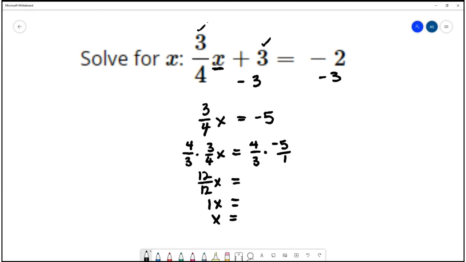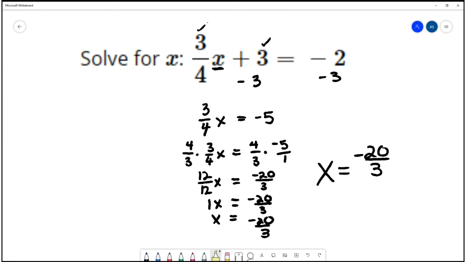On the right-hand side, we're multiplying fractions, and when you multiply fractions, you multiply numerator times numerator and denominator times denominator. So this is -20/3. And we always try to write our fractions in lowest terms, meaning no common factors. For this example, we don't have any common factors, so we have simplified it as much as we can. So we have our solution to this equation being -20/3.